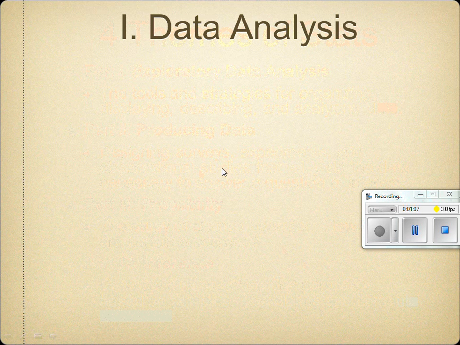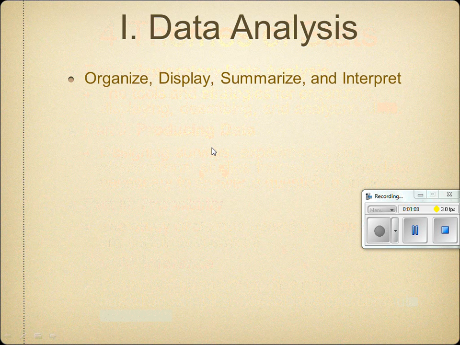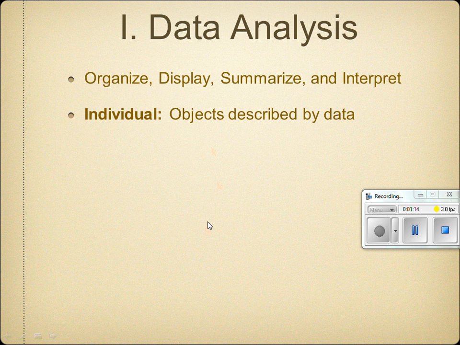When we deal with data analysis, we're going to be organizing, displaying, summarizing, and interpreting. There's a couple of key things that we deal with. Individuals, it's the objects described by data. And when we deal with individuals, it's not literally people as an individual. If you're doing an experiment on bacteria, well, your individual might be bacteria then.